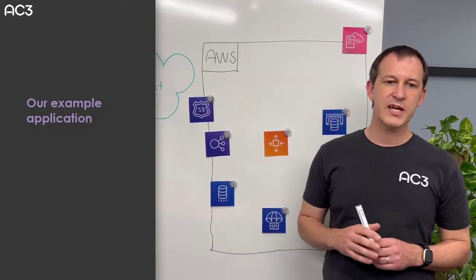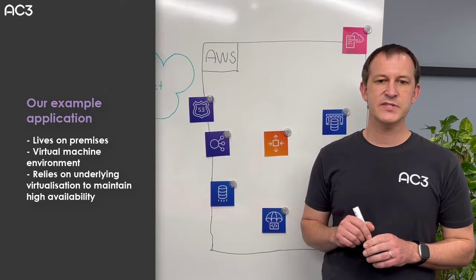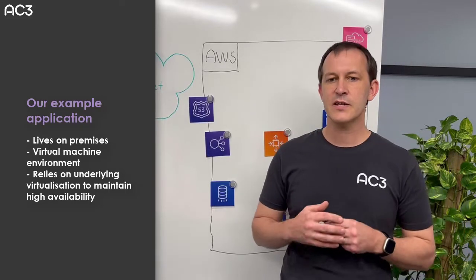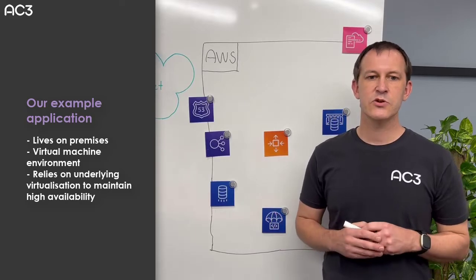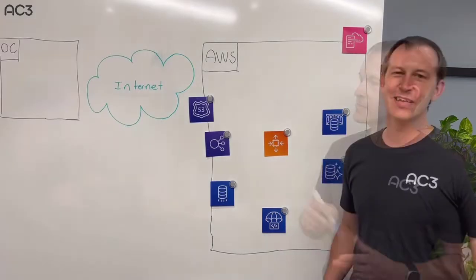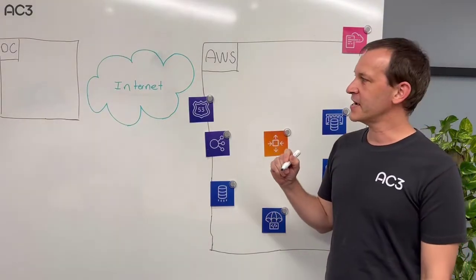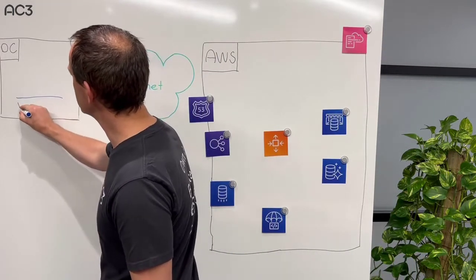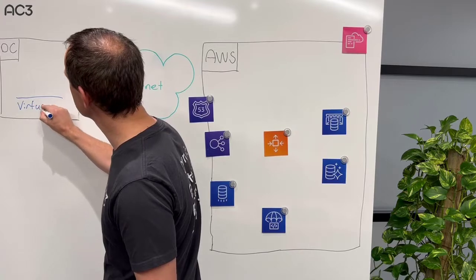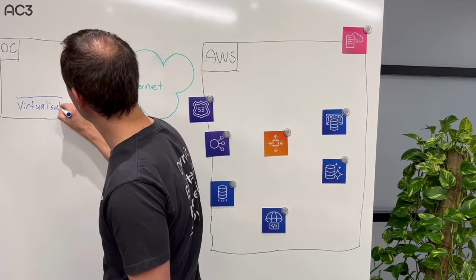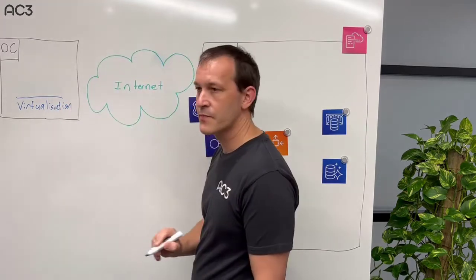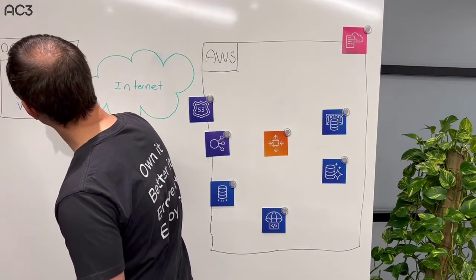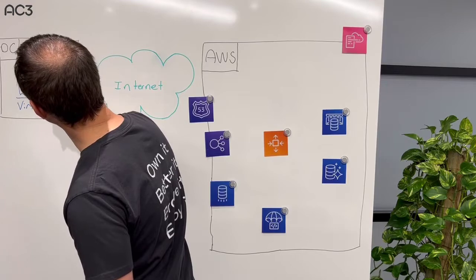Our example application currently lives on premises on a virtual machine environment and relies on the underlying virtualization to maintain high availability. Let's draw in our application in the data center. We have our virtualization layer, our application server, and our database server.